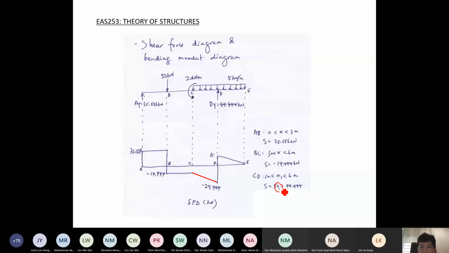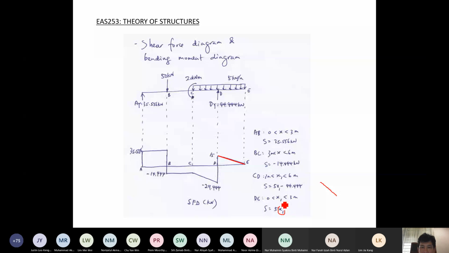So get the starting value and end value. Substitute x1 is 3, you get this, which should be equal to negative 14.444. Substitute x is equal to 6 into these equations, then you get S equal to this value. Connect them so you get the variation for this part. And finally, this part here, DE, again it is x1 here. X1 means it's a straight line. Shear, straight line.